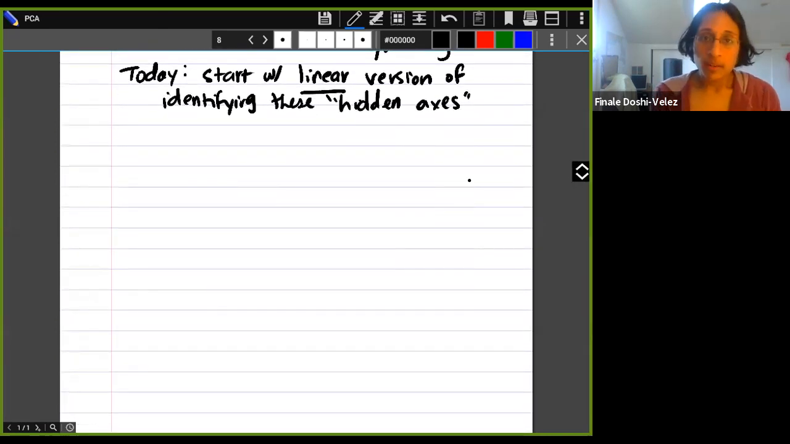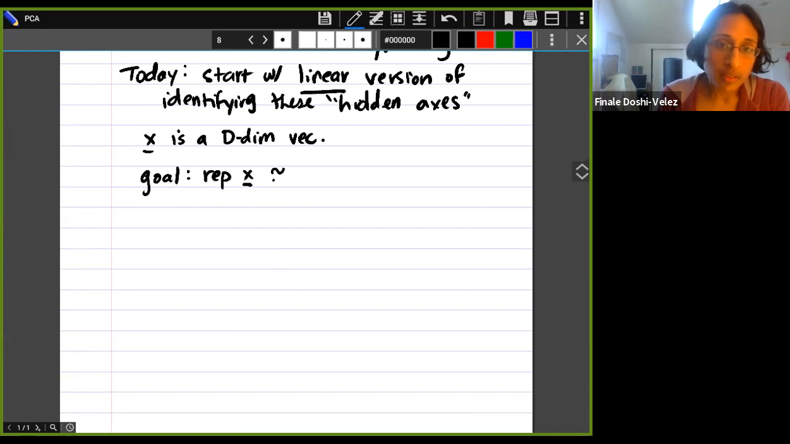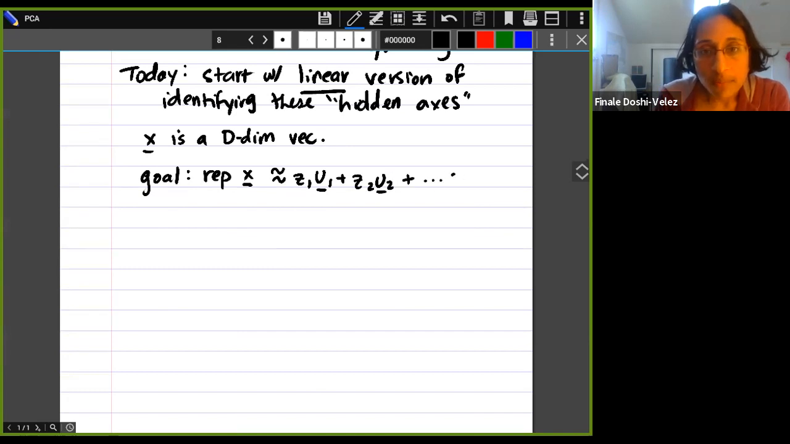So now let's make this mathematical and concrete. Let's suppose that X is a d-dimensional vector. And then we're going to try to represent X. Our goal is to represent X as approximately, because you're not going to be able to do this quite exactly, a sum of a set of basis vectors U. Let me just write this out and we'll talk about it.